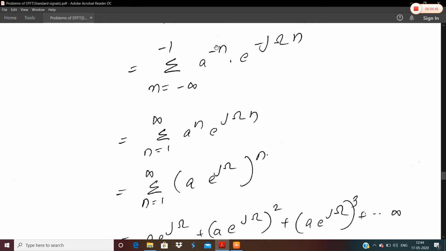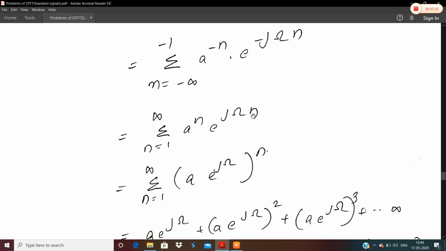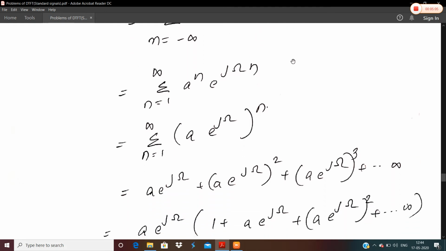That is, wherever you are finding it as minus n, we'll put it as n, and wherever you are finding it as minus n, we'll put it as n. So we can change the limit to 1 to infinity. So the limit becomes sigma n is equal to 1 to infinity a raised to n e raised to j omega n. And again, taking this whole thing raised to n outside common, it becomes sigma n is equal to 1 to infinity a into e raised to j omega, whole raised to n.